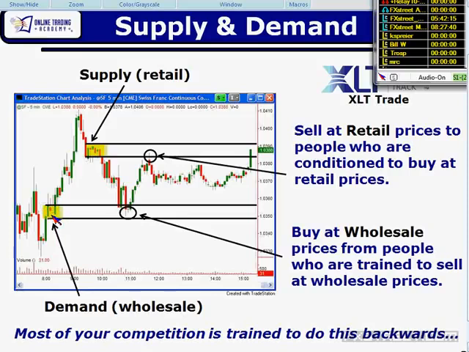This is a demand level, first and foremost, because prices could not stay here and rally away. That tells us again that demand exceeds supply here. Okay.